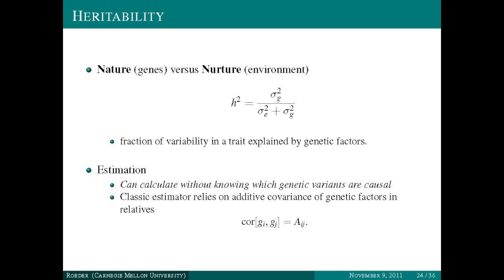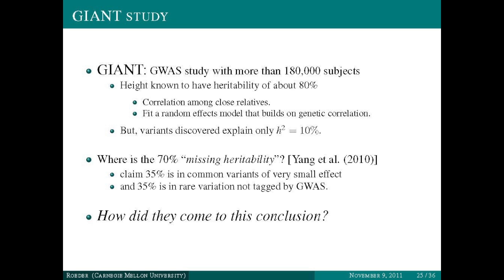Usually, though, people estimate heritability using close relatives, twins, siblings, at worst, uncle, nephew, not any more unrelated than that. But kind of a crazy paper came out by Yang et al. in Nature Genetics, and they said, well, let's just throw a bunch of people into the hopper and see if we can estimate heritability that way.